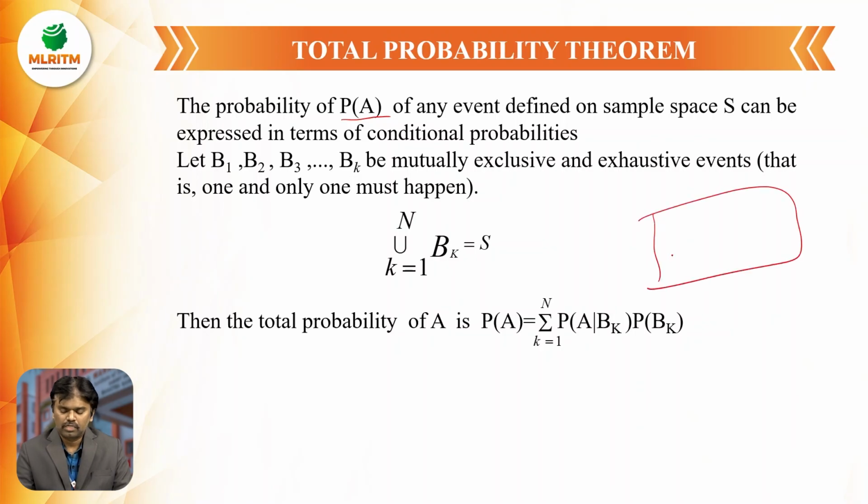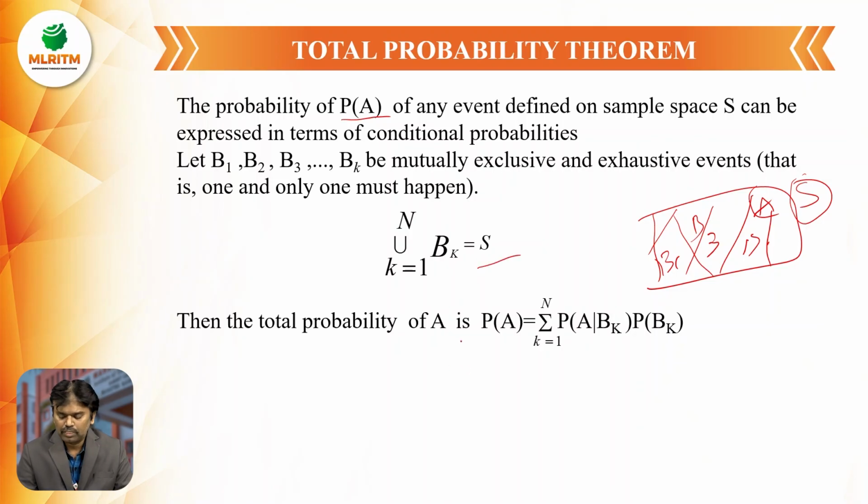Suppose this is the sample space S of any experiment. In this sample space, I am having the K mutually exclusive events B1, B2, B3 and so on up to Bk. I am defining the total probability of event A with respect to conditional probabilities of K mutually exclusive events. Here, the union of all these mutually exclusive events is the total sample space S. This is union of k equal to 1 to n, Bk is equal to the total sample space S.